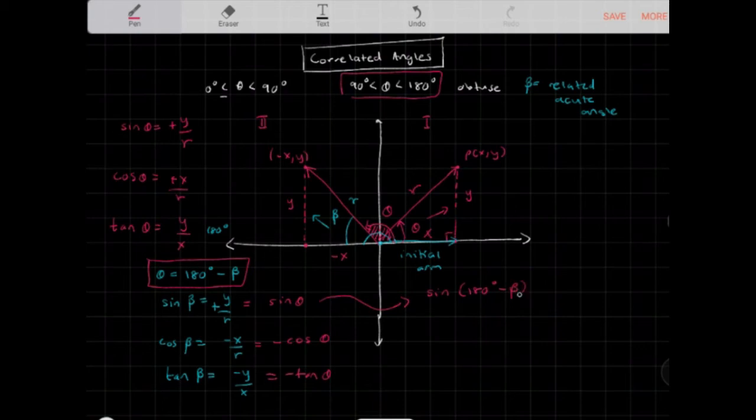Let's try to keep it consistent. Sine of 180 degrees minus beta is equal to positive sine beta. So whatever our acute angle is, 180 minus that acute angle will give us the same value.